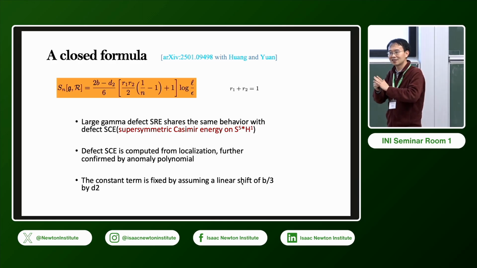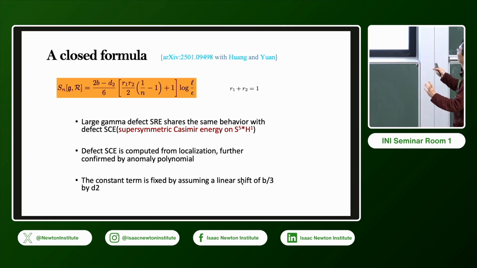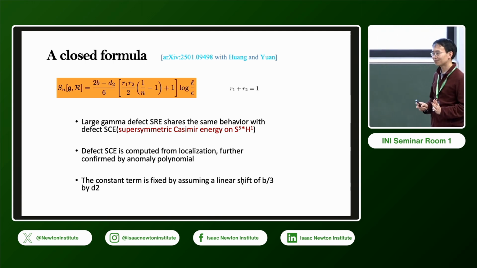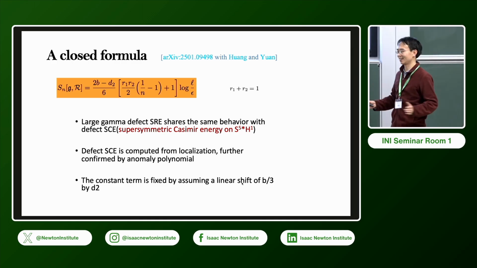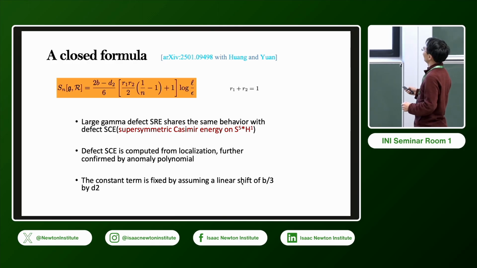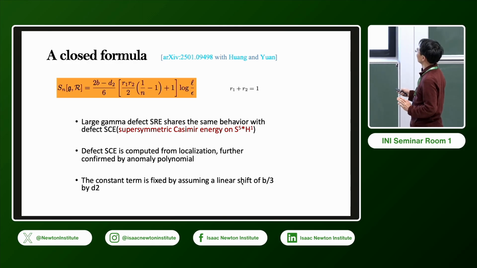Without the defect, everything is very clear. The connection was already clarified about 10 years ago. But now we want to do it with the defect. Then you realize the story still happens, and you can check that. And very luckily, we know how to calculate this surface defect contribution to the supersymmetric Casimir energy. Then we can use that result, and we can justify this leading coefficient.